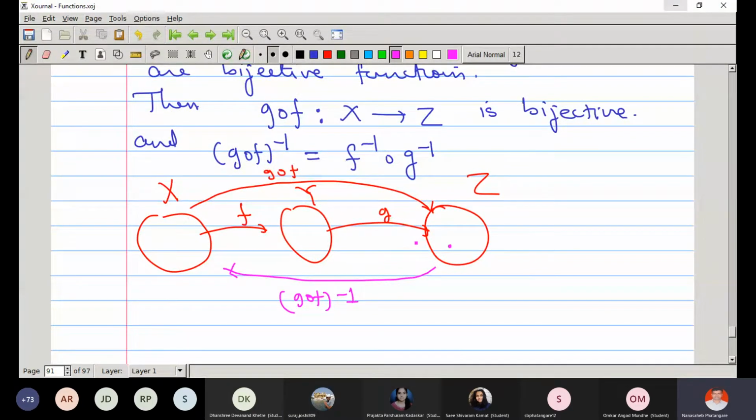Suppose you go from Kolhapur to Mumbai, then you first go to Pune and then Mumbai. And what is the reverse way naturally? You go from Mumbai to Pune and then Pune to Kolhapur. So this is a natural way, right? We go from here to here and here to here. So what is this from Z to Y? This is g inverse and this is f inverse. And therefore the process is to apply g inverse and then f inverse. So in the inverse case, g inverse is applied first and then f inverse. This is the mechanism that you can observe.